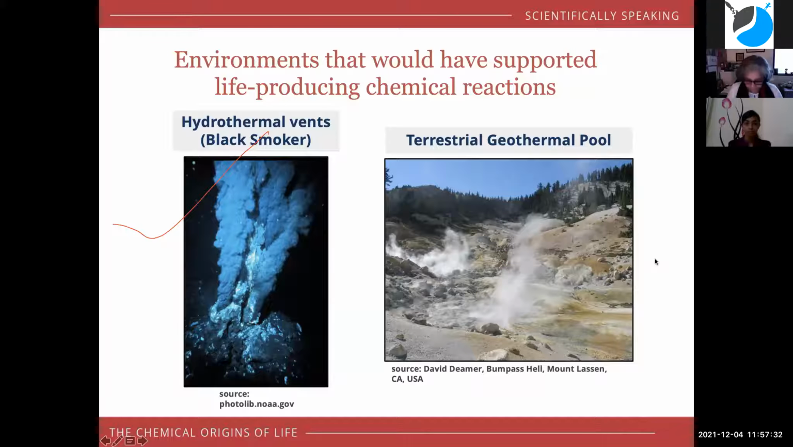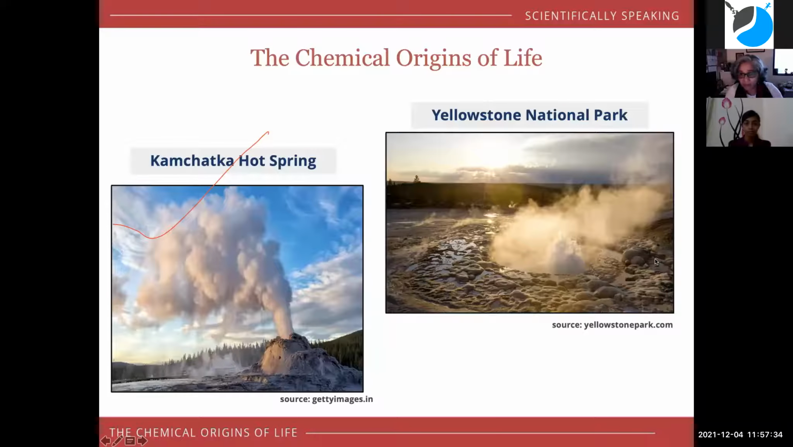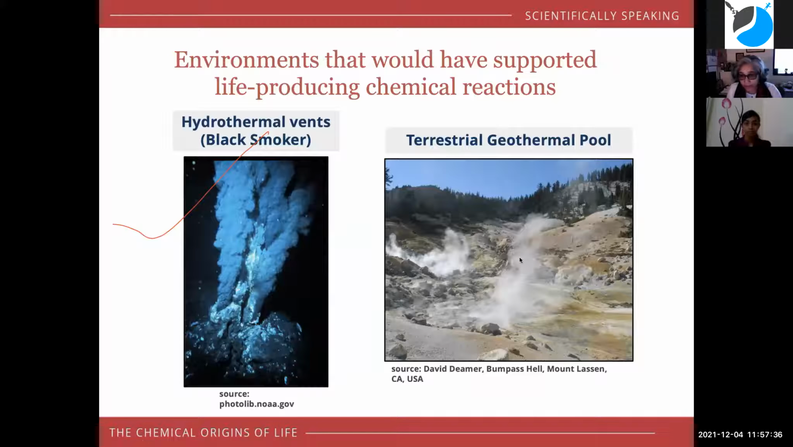interesting like this. Here, in this particular slide, this terrestrial geothermal pool is part of this beautiful system called the Bumpass Hell. It's in Mount Lassen in California. I've been here. It's just mind blowing. You put a finger in there, and when you get it out, you won't even have bones sticking. It's gone, right? It's very, very acidic in nature.